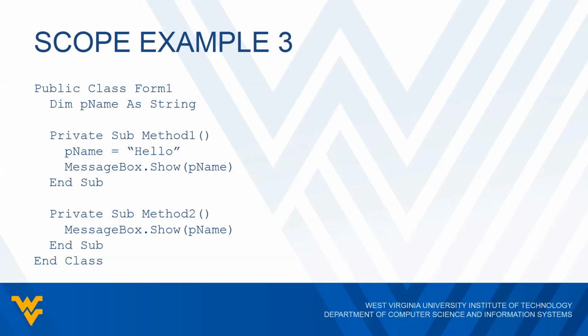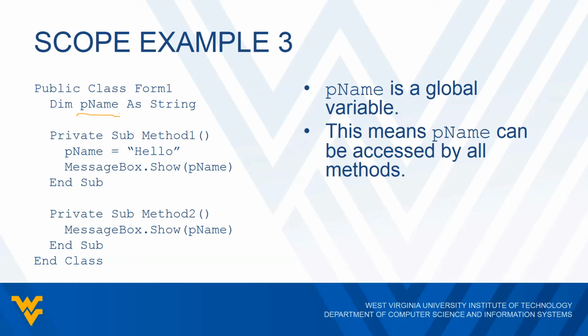So first we need to see what's going on with pname. We see that it is declared right here, so it's outside of any method. That means that pname is a global variable. And that means by the scope rules, pname can be accessed by all methods. So it can be accessed by method 1 and can be accessed by method 2. We see that we're using pname in method 1 right here, and we see that pname is being used in method 2 right here. This is no different than what we saw in the last example. So this code is going to work.